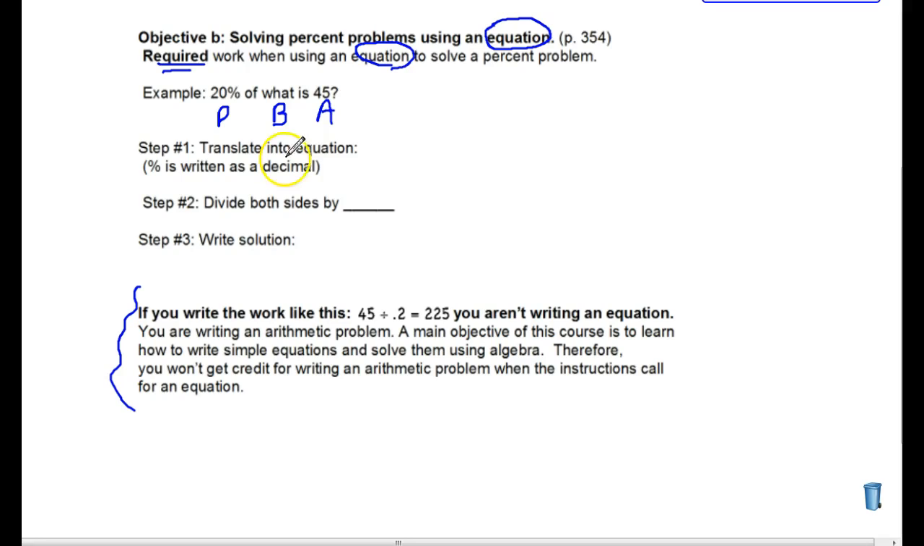Step number 1, translate it into an equation, remembering that the percent is written as a decimal. So I'm going to write 0.20, that's the decimal equivalent of 20%. Of means times, you can use an X or a dot. Of what? We're trying to find the base. Is equals 45. There's my equation. Then I'm going to solve the equation by dividing something. I'm trying to find the B, the base. Notice something's multiplied by it. To find what it is when something's multiplied, we just divide whatever that is off. We're going to divide the 0.20 off of both sides.